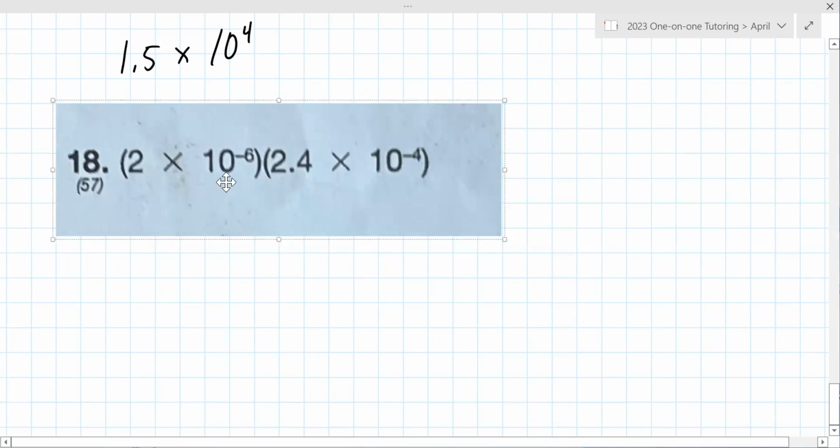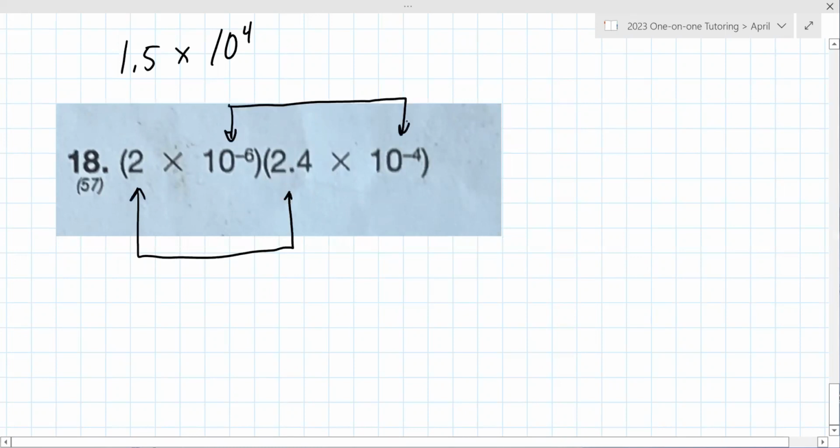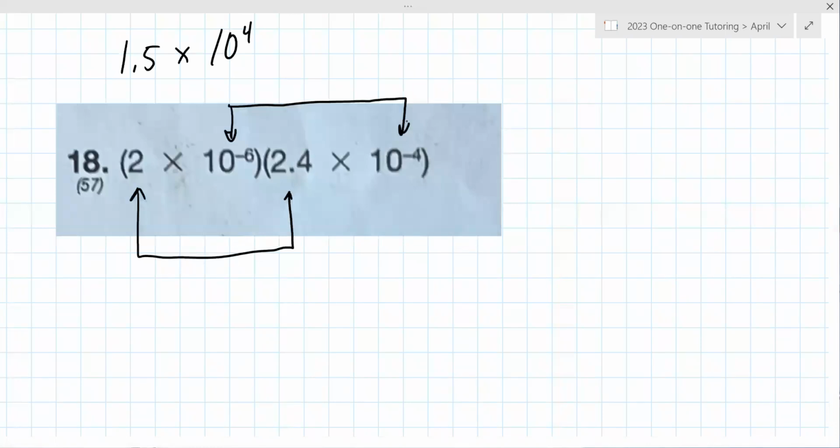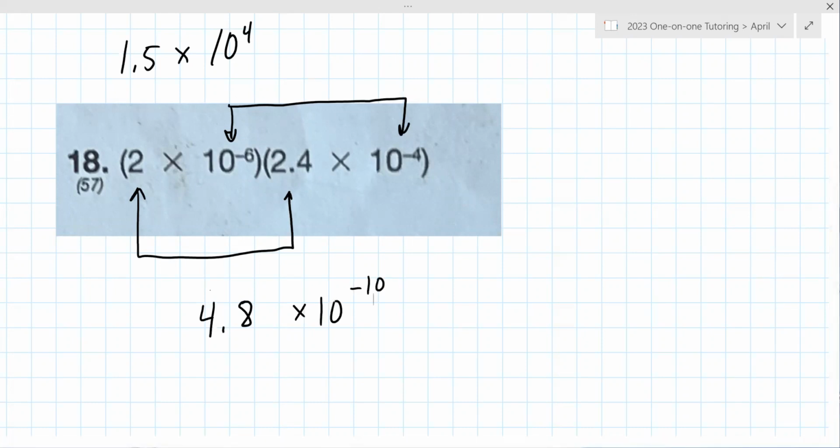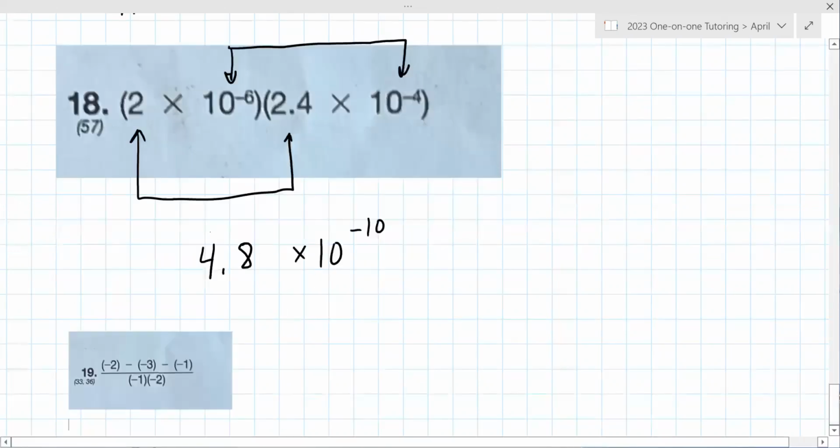Okay, let's take a look here at this one. The nice thing about multiplication is the order does not matter. So you can multiply the numbers and then multiply the bases of 10. Okay. 2.8. And then 10 to the negative 10th. So 4.8 times 10 to the negative 10th. Yes. All right, so 19 is an order of operations problem.